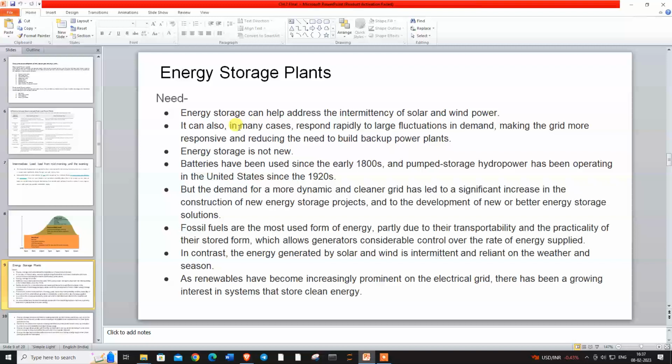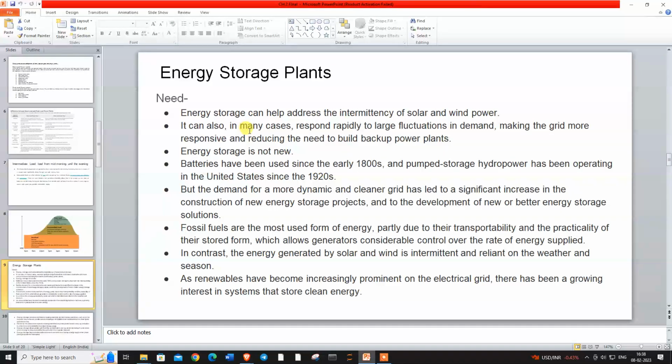Also, energy storage can address the intermittency of solar and wind power plants. Intermittency is the word which refers to the reliability of a continuous supply of power. If a solar power plant or wind power plant fails to produce electric power because of weather conditions, such as the rainy season when sunlight is not available, and wind is also not available for 24 hours, being maximum at some times and minimum at other times. So because of the intermittency of solar and wind power plants, energy storage plants have evolved.